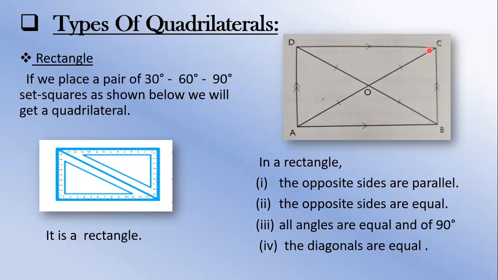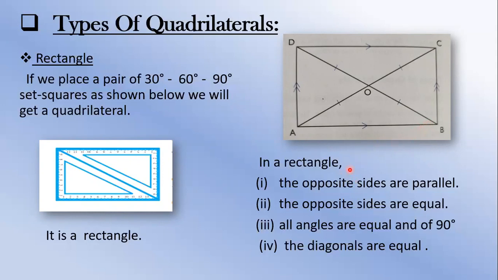Here it is, AB and CD, and the second pair is AD and BC. So opposite sides are parallel. You know about parallel lines? Parallel lines are lines that never meet each other, and the distance between the lines remains the same everywhere. Such lines are called parallel lines.